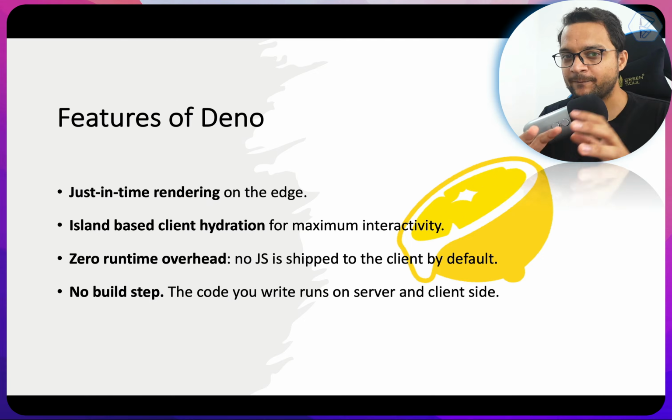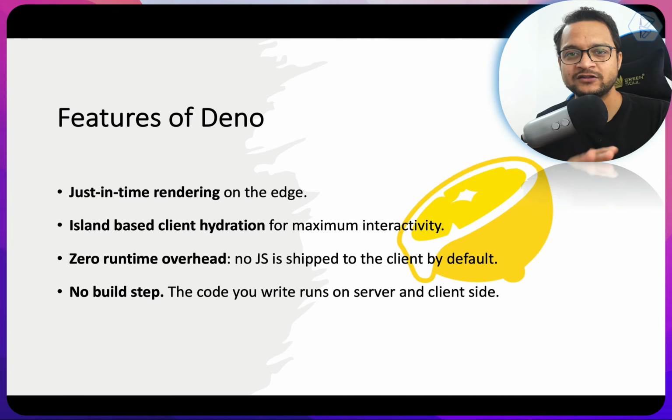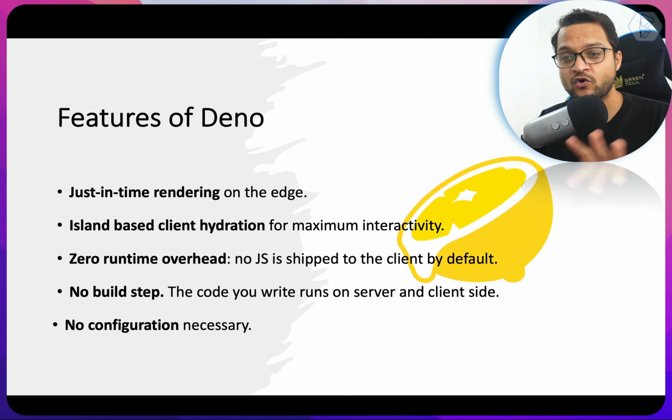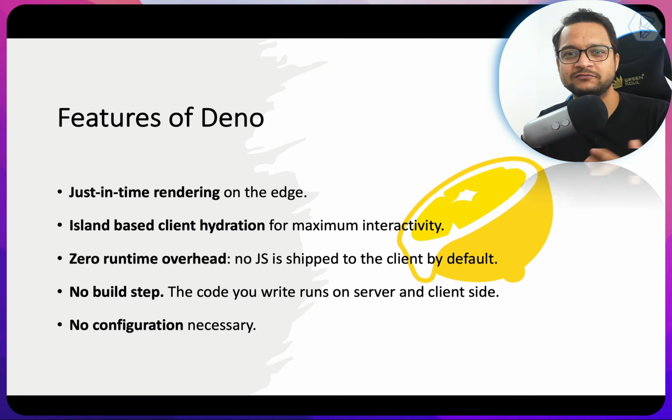No build step. Yes, there is no building thing. Whatever you write, you ship it directly, you run it directly. And this is the real power of Deno and the Fresh framework. Now, no configuration necessary. As I said, whatever you write, you ship it. Since there is no build step, there is not much configuration needed.